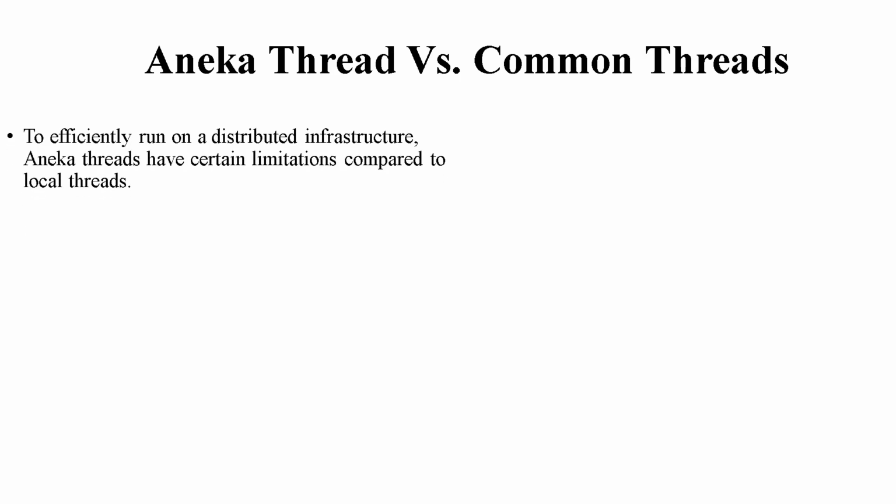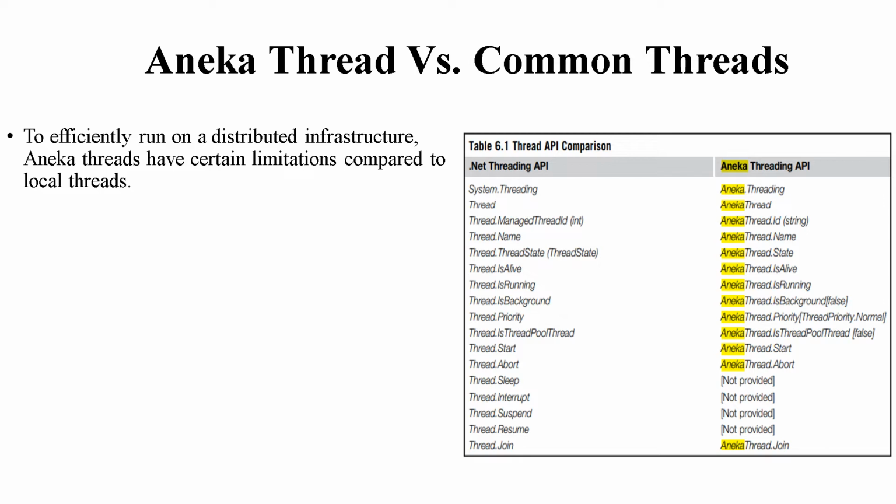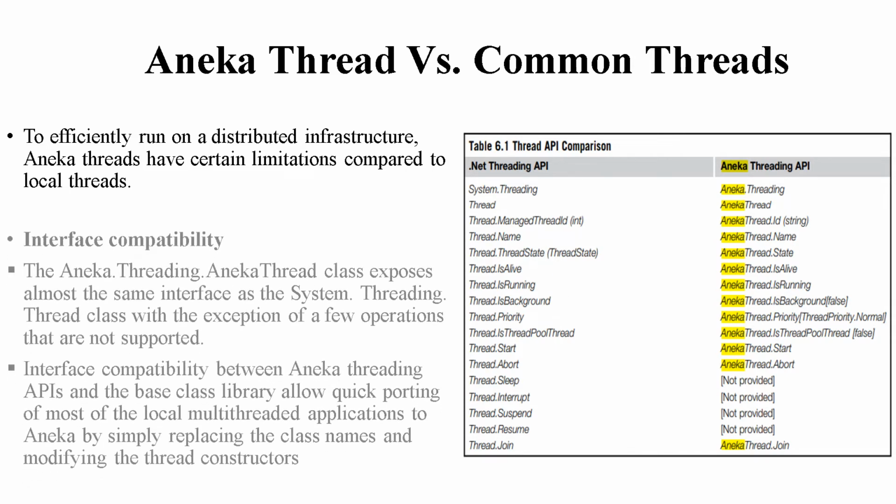What is the difference between an Aneka thread and a common thread? To efficiently run on a distributed infrastructure, Aneka threads have certain limitations compared to local threads. Comparing the .NET threading API, System.Threading.Thread, with Aneka.Threading.AnekaThread, we see that Thread.Sleep, Thread.Interrupt, Thread.Suspend, and Thread.Resume are not present in Aneka. So these are the main limitations of Aneka.